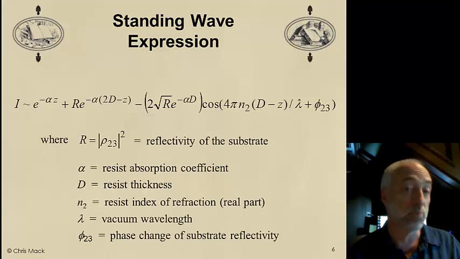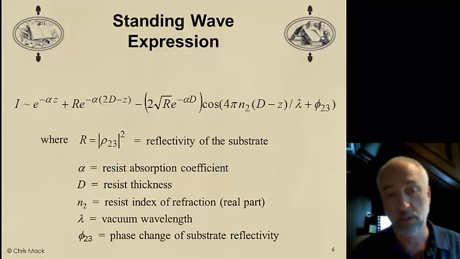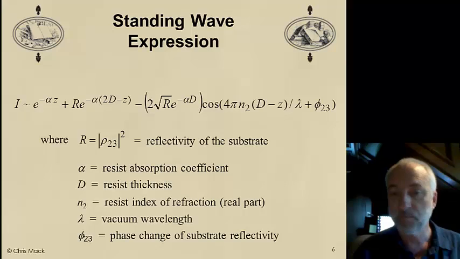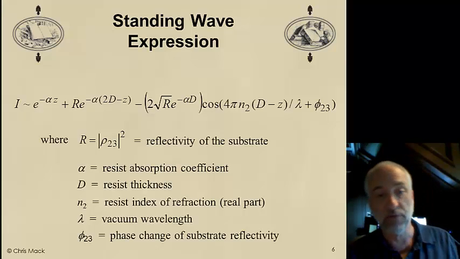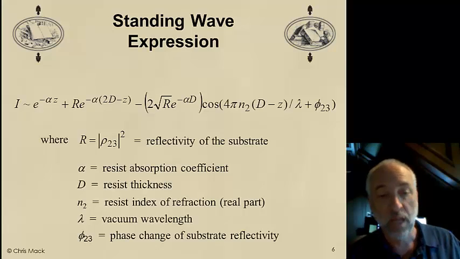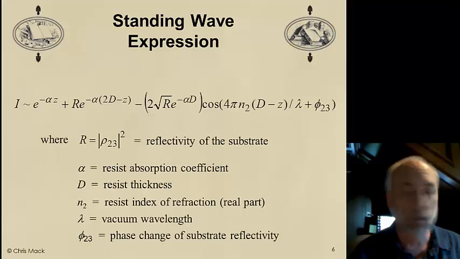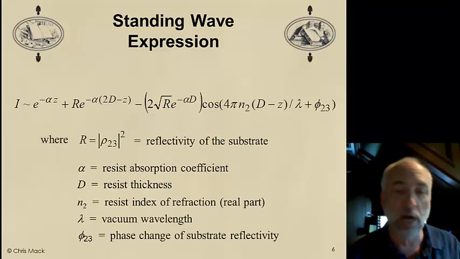Alpha is the absorption coefficient of the resist. D is the resist thickness. Another important parameter is the refractive index of the photoresist, N sub 2. Lambda is the wavelength, and then finally phi 23 is the phase change of light upon reflection.